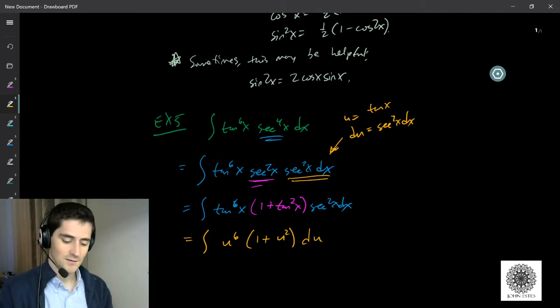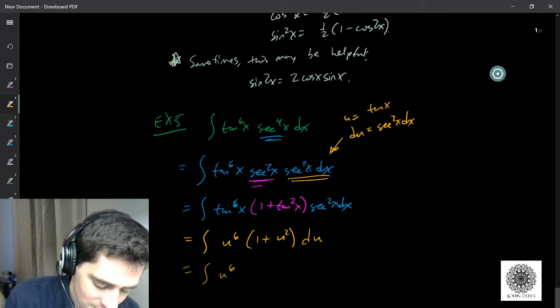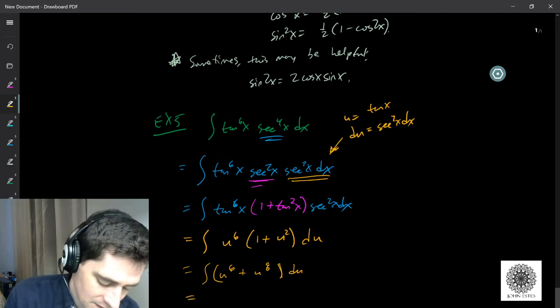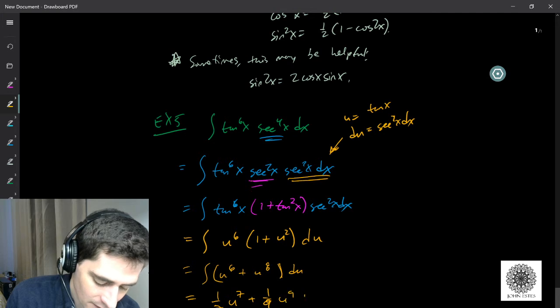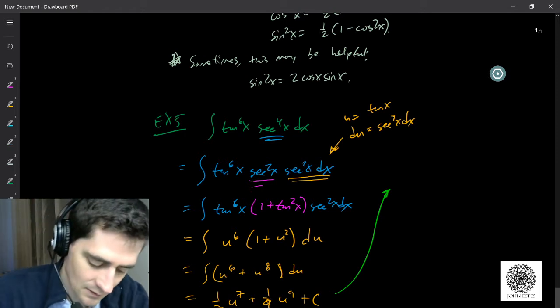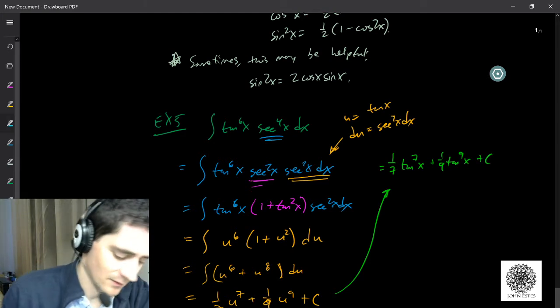So this whole thing turned into just this pretty simple polynomial, which is pretty incredible. So I'm just trying to integrate now u to the 6th plus u to the 8th du. And that's kind of like a day one integral, right? Let's see. So that's going to be 1/7 u to the 7th plus 1/9 u to the 9th plus c. And so as our answer then, let's go back, what was u? Tangent. My integral becomes 1/7 tangent to the 7th power x plus 1/9 tangent to the 9th power x plus c. And there it is.